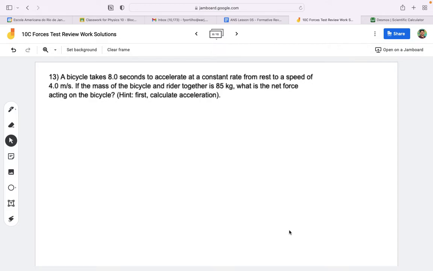I'm going to solve number 13 of the forces review worksheet. This is a level 3 question, and here goes a proposition of a work solution.